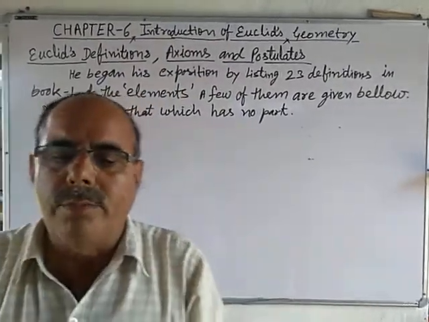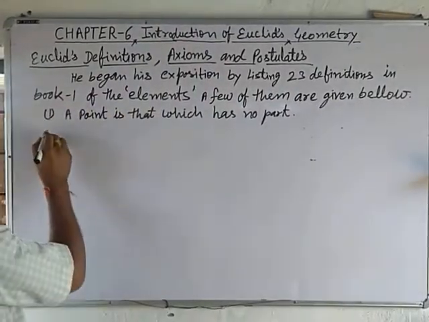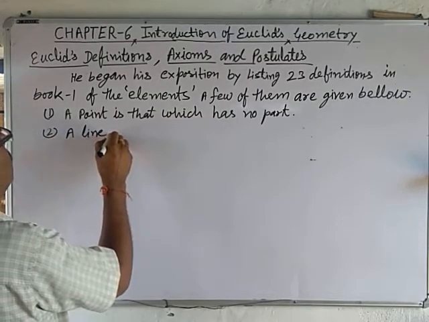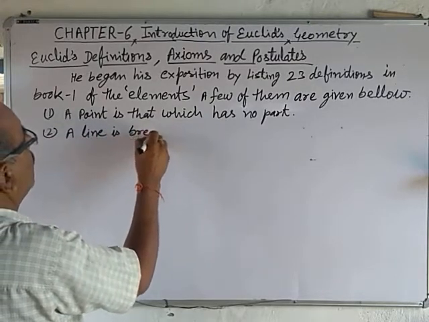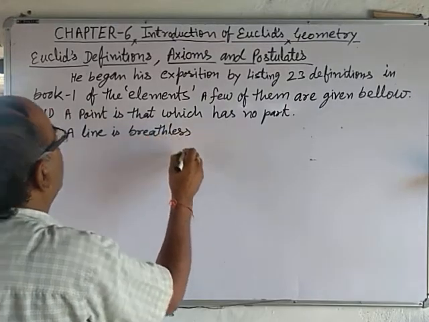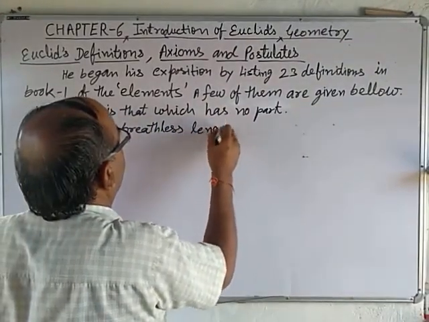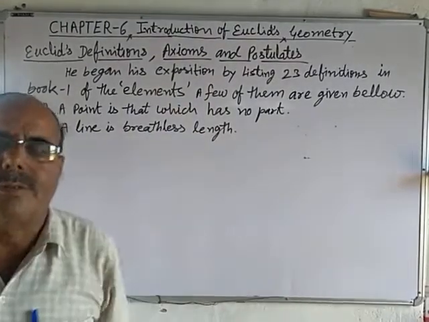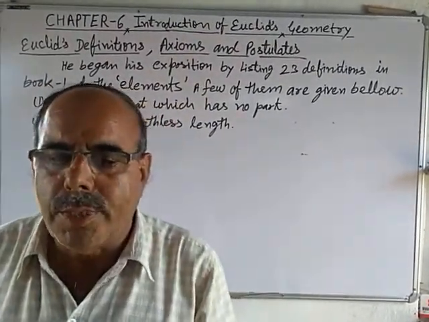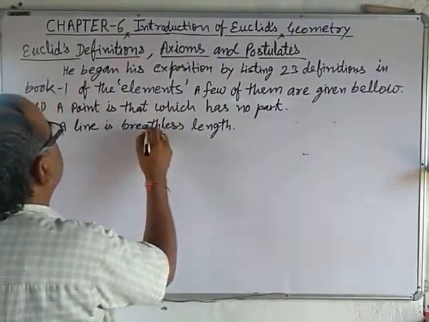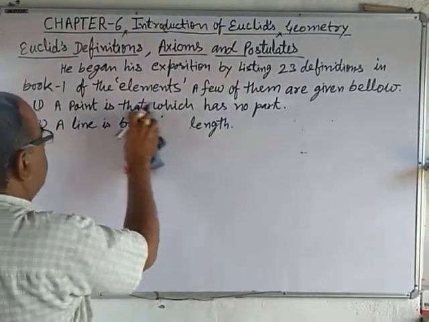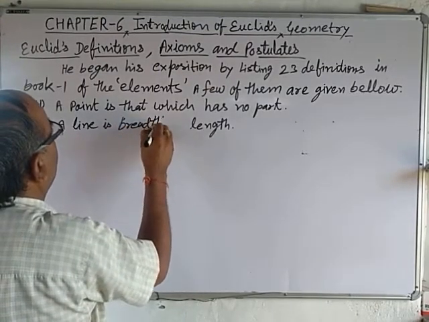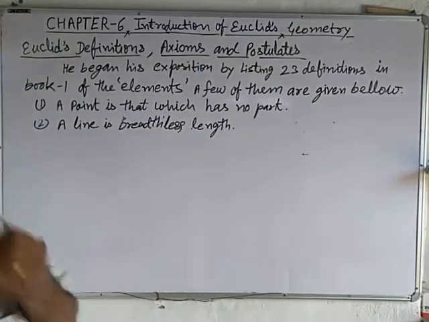Second, a line is breadthless length. It means it has no breadth, only length. A line is breadthless length.